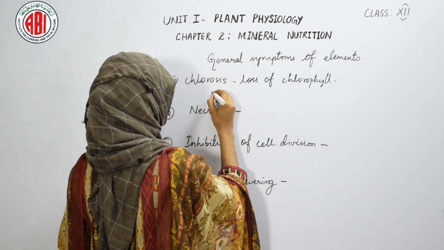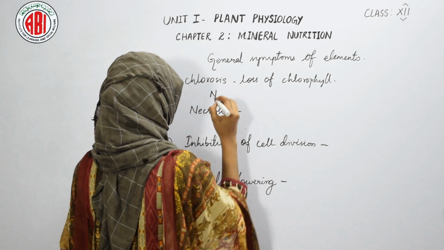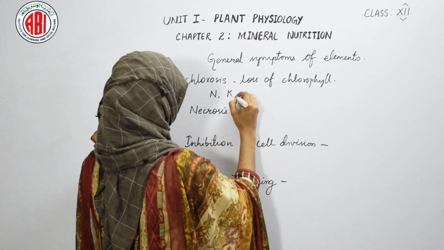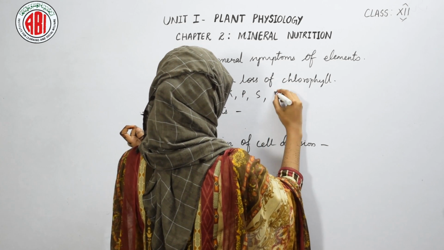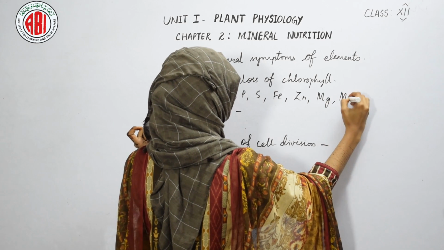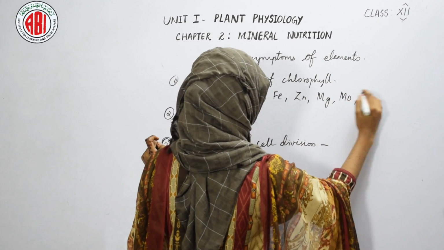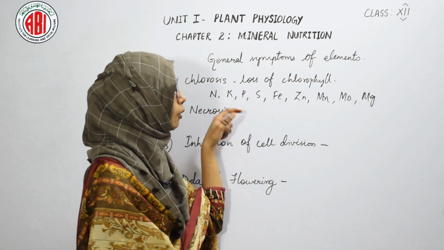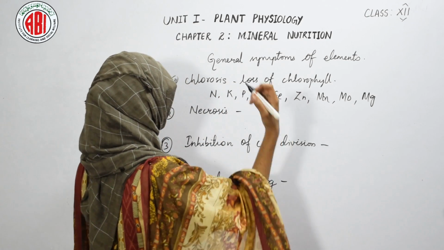And this chlorosis can be seen due to the deficiency of certain elements like nitrogen, potassium, phosphorus, sulfur, iron, zinc, manganese, molybdenum, and magnesium. When these elements are present in a lesser amount, we can see the symptom chlorosis.